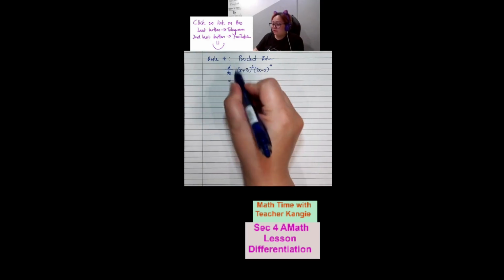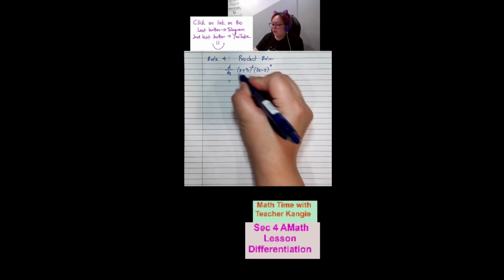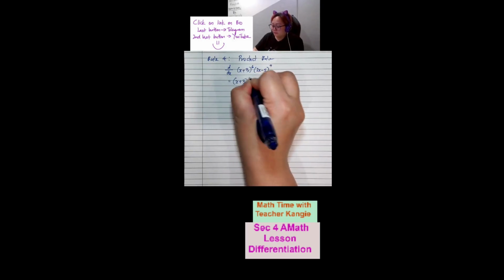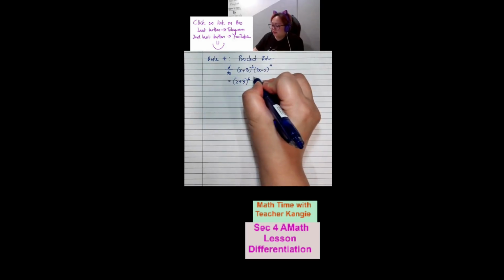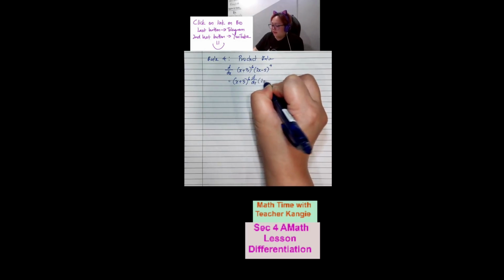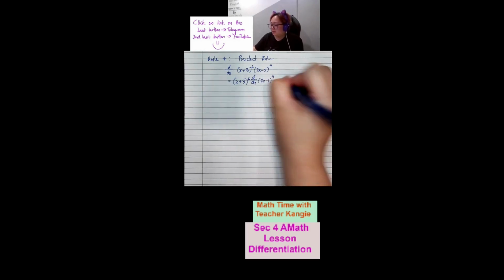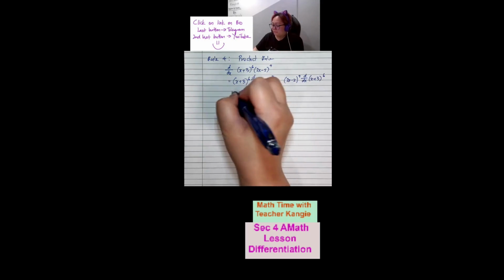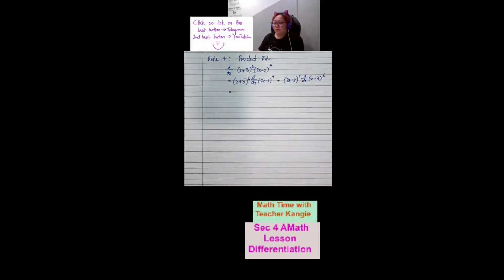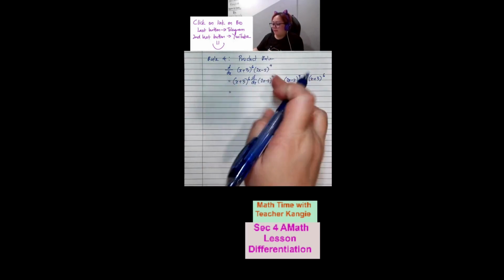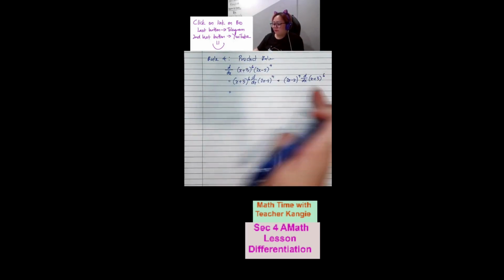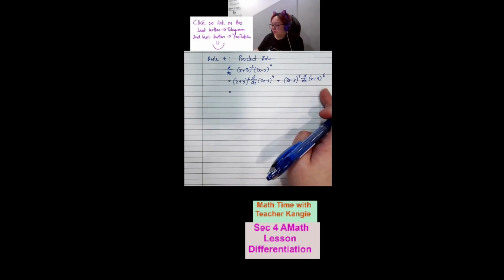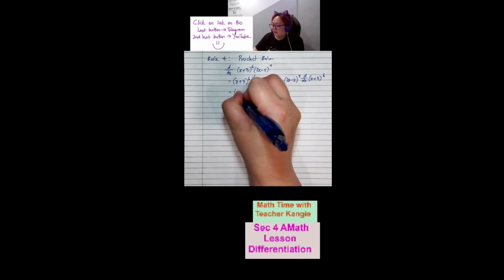So product rule, for my way of doing it, is I'm going to keep the left hand side and differentiate the right hand side, plus I'm going to keep the right hand side and differentiate the left hand side. So in other words, product rule is keep left differentiate right plus keep right differentiate left. So that is the product rule.